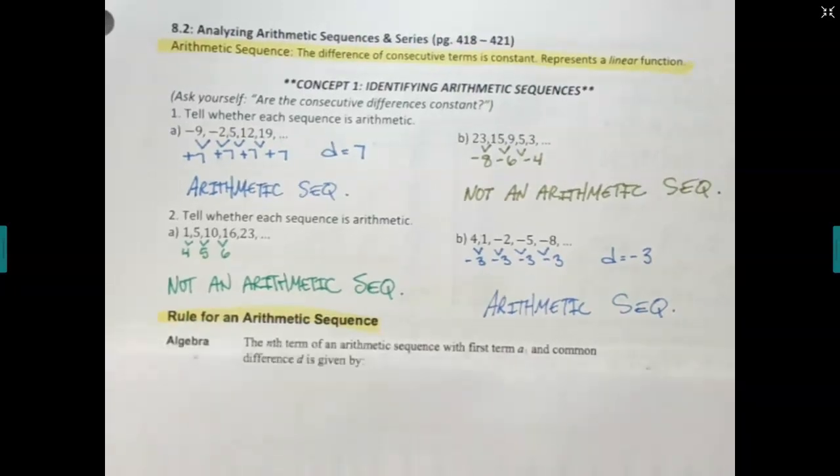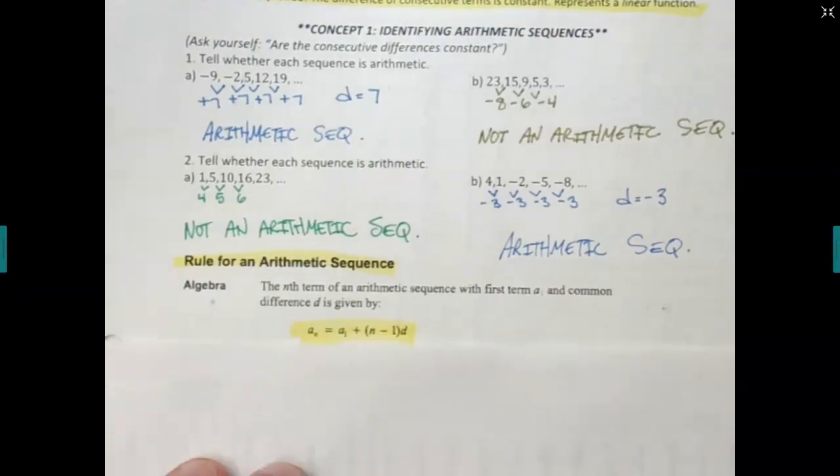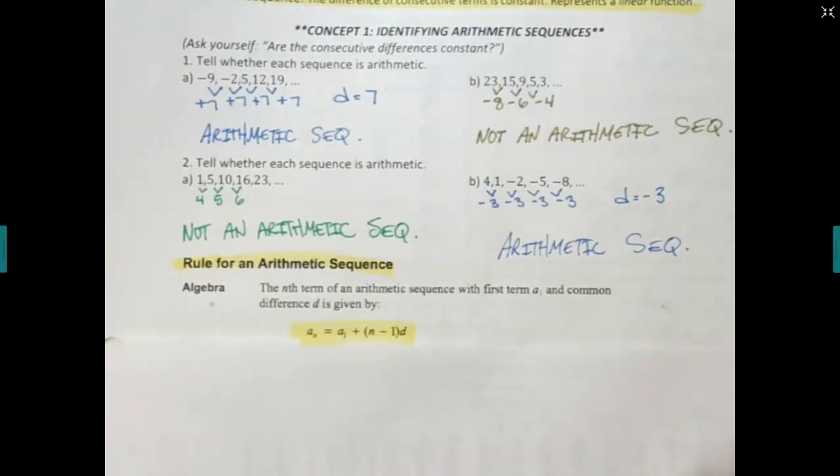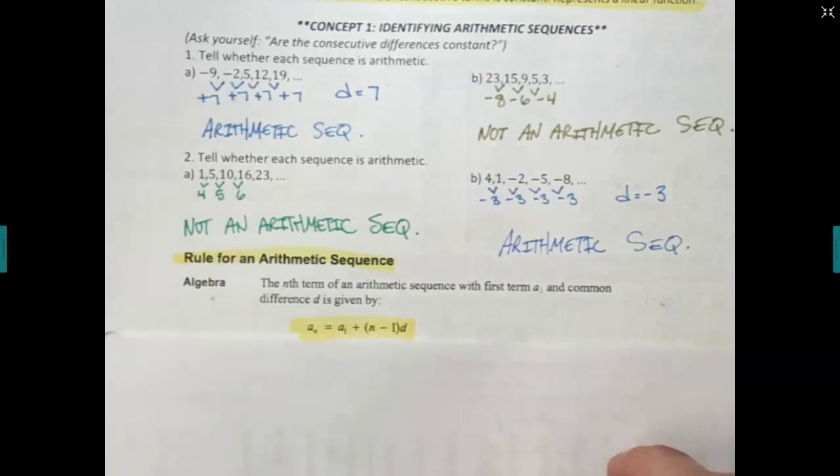Rule for arithmetic sequence is this right here. A sub n equals a sub 1 plus the quantity n minus 1 times d. A sub 1 being the first term, alright, and d being that common difference. Alright, so what we're going to do is write a rule for the nth term. And let's just do it right here.